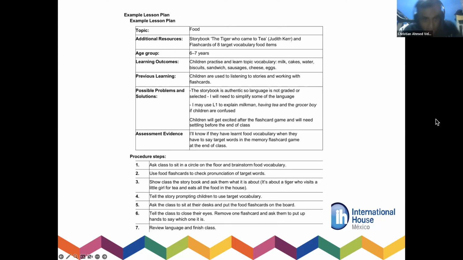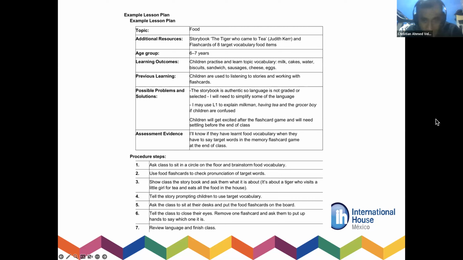Okay. Number 1, ask class to sit in a circle on the floor and brainstorm food vocabulary. 2, use food flashcards to check pronunciation of target words. 3, show class the storybook and ask them what it is about. It's about a tiger who visits a little girl for tea and eats all the food in the house. Number 4, tell the story prompting children to use target vocabulary.